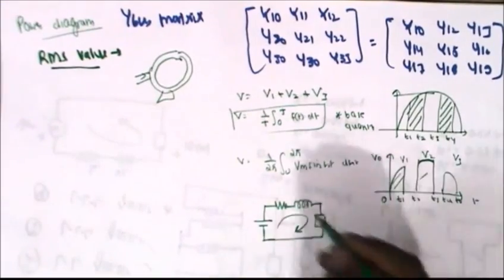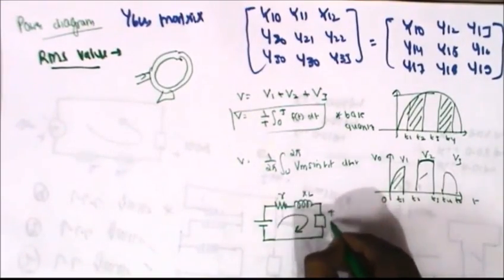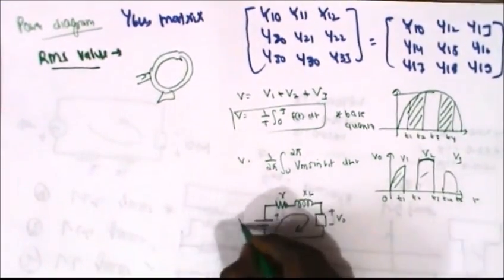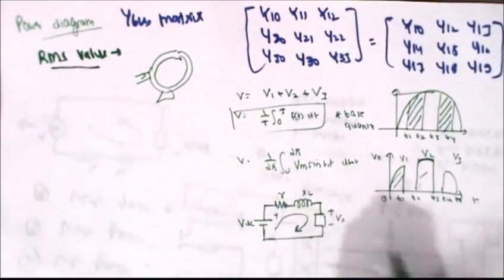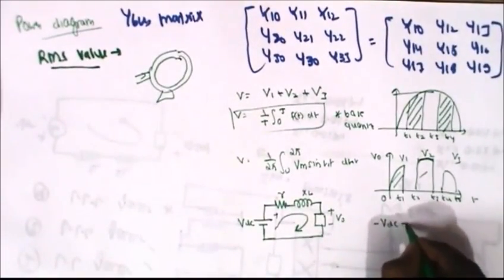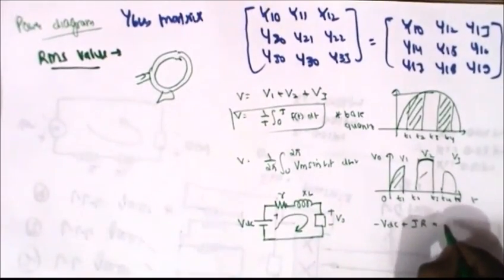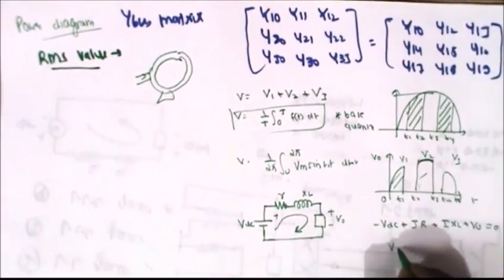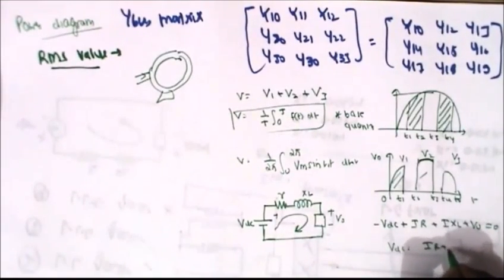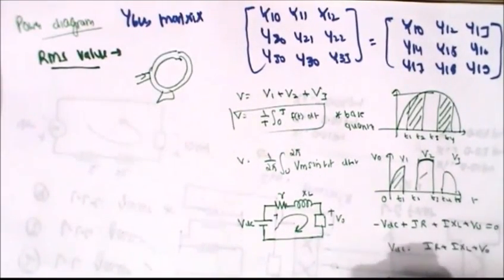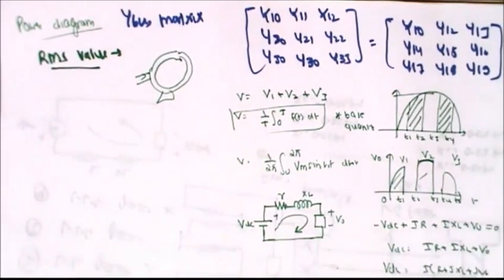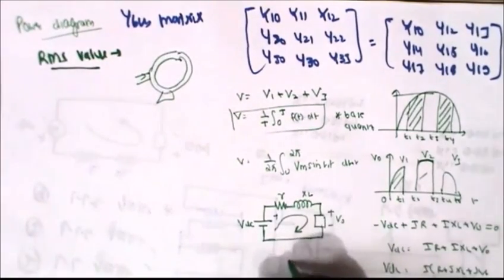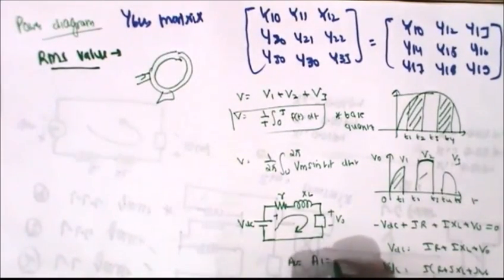This is the point, there is R, there is XL, this is V0, and this can be represented by VDC. If we write the KVL equation, then we can easily calculate VDC plus IR plus IL plus V0 equals 0. On solving, VDC equals IR plus jXL plus V0. So it gives the relation, where I0 should be equal to A1.